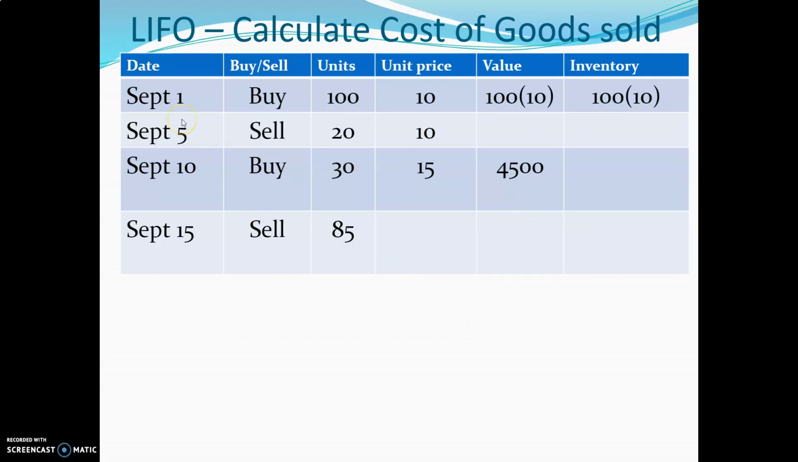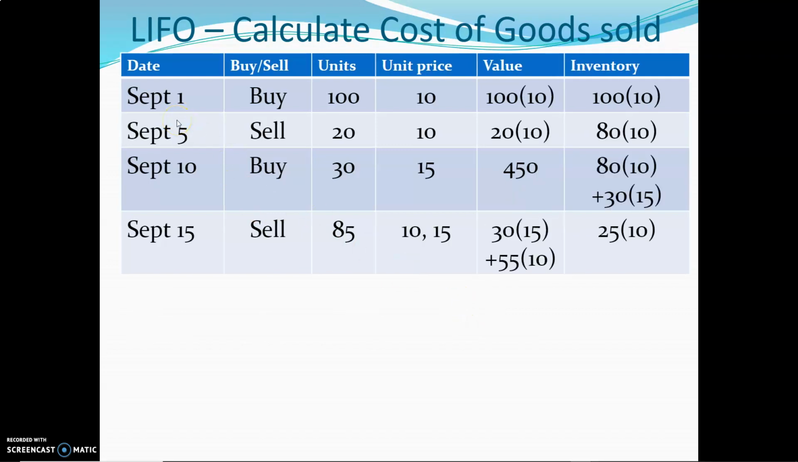So we switch over to LIFO, and LIFO stands for last in, first out. So let's walk through this. Here we've got a purchase of 100 units at a unit price of 10, and then we end up selling them off. But last in, first out doesn't change anything here. We still sold off those 20 units at $10, and we're left with 80 at $10.